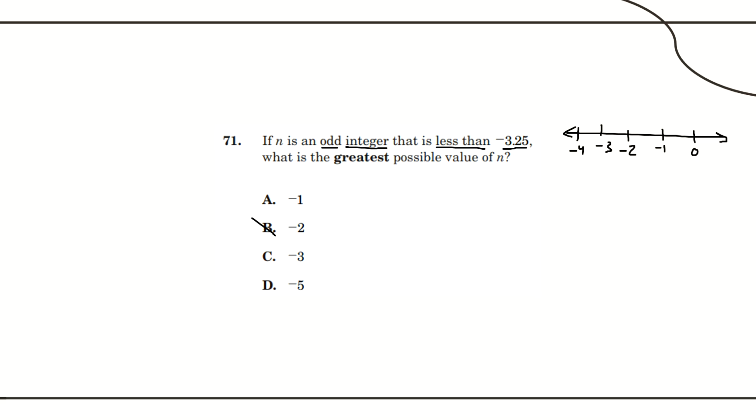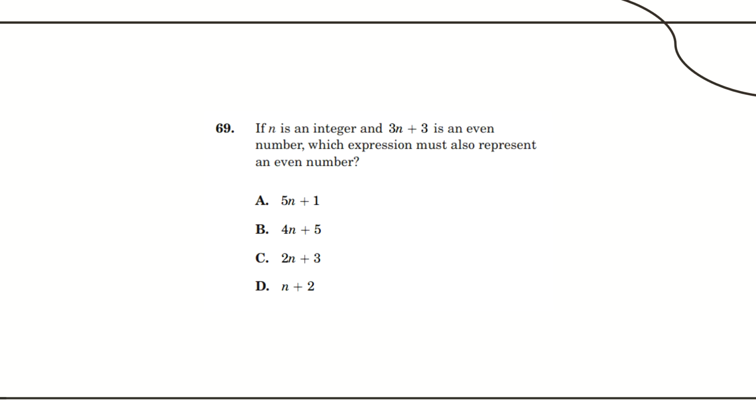So less than means it goes this way, right? Because -2 is greater than -3, and negative 3.25 is about here, right? So if we extend this, by the way, we would have -5 here. So -4 is not odd, but -5 is. So -5 is the greatest value of n in this situation.